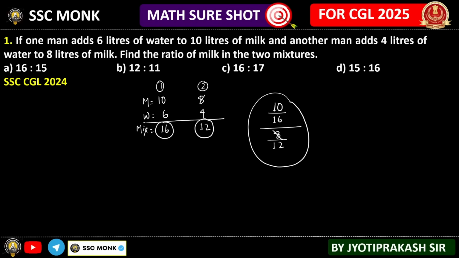Now how to solve it? 4 2s are 8, 4 3s are 12, 2 5s are 10, 2 8s are 16. Now if I have to solve this ratio, it will be 5 by 8 into 3 by 2, that is equal to 15 by 16, that is equal to 15:16. Option D is the answer.